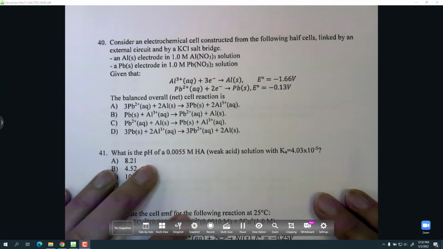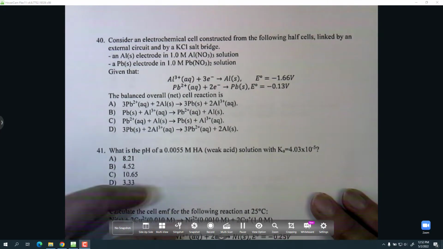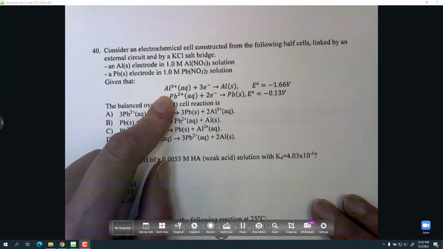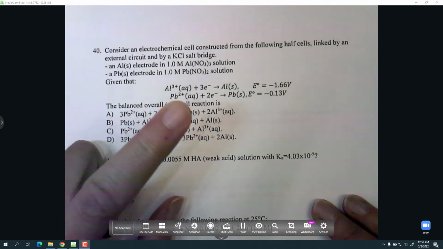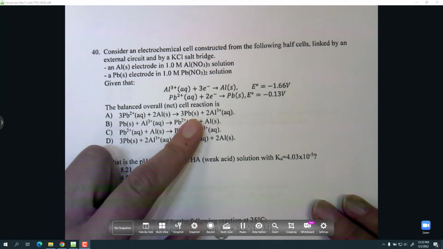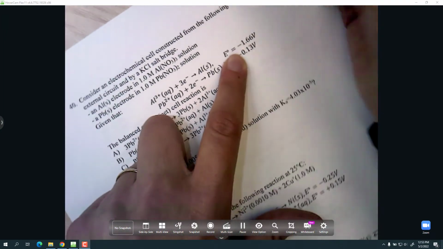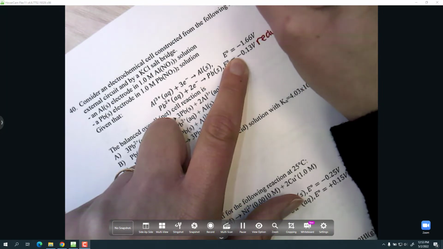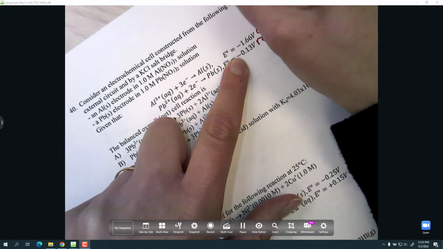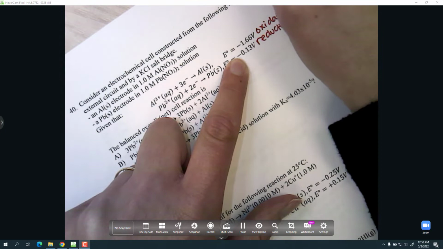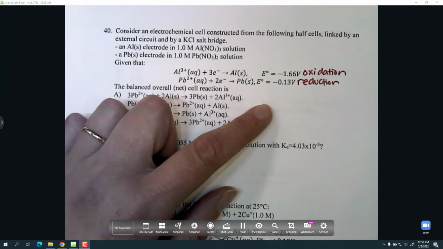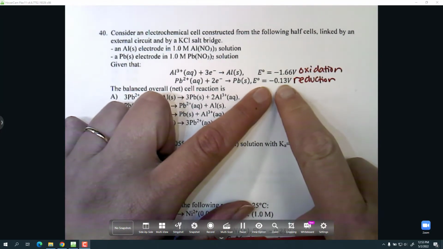All right. So here it's telling me what my electrodes are, and not which one is which. It gives me the E cells. It's not asking me to calculate an E cell, but what I can figure out from this is that whichever one is bigger, this should be the reduction, and this one should be the oxidation. Whichever one would have been higher on the table would be the reduction, would be the cathode. This is the one that would be higher on the table.